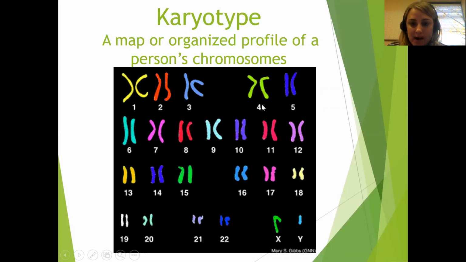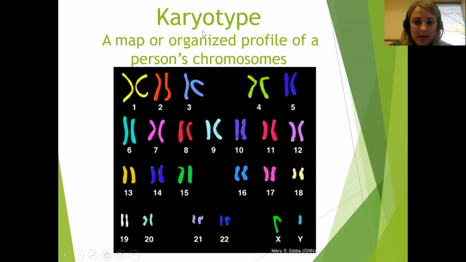So they're the same size, the same shape, and they carry the same genes. Down here are sex chromosomes. So we have an X and a Y. So what is the gender of this person? I'll give you kind of a second to think about it. If you said male, you are correct because we have an X and we have a Y.